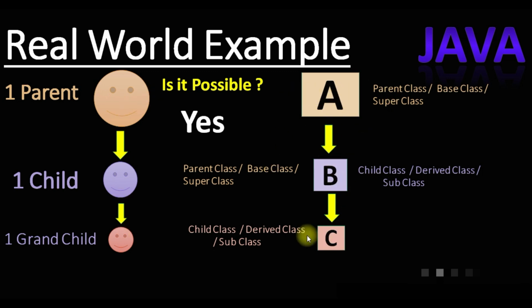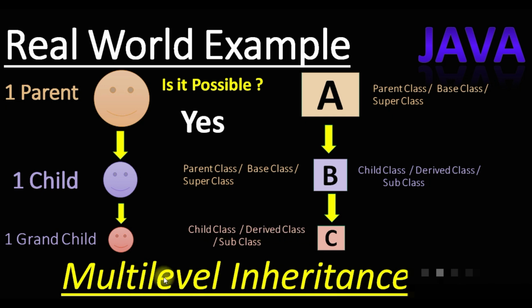And here you can see we are maintaining levels. You can maintain more levels, let's say D class under C. Okay, similarly E class under D. So you can maintain multiple levels. As we are maintaining multiple levels, this type of inheritance is called multi-level inheritance. So the previous one is single inheritance, and this is called multi-level inheritance.